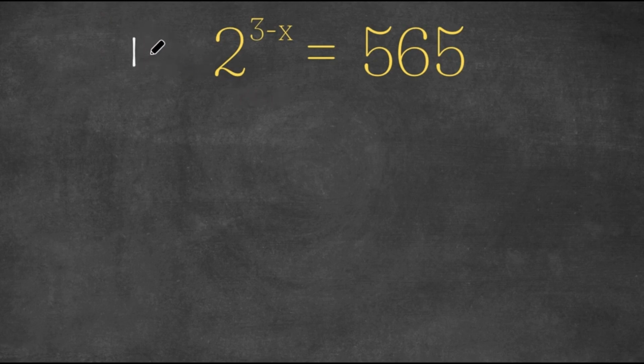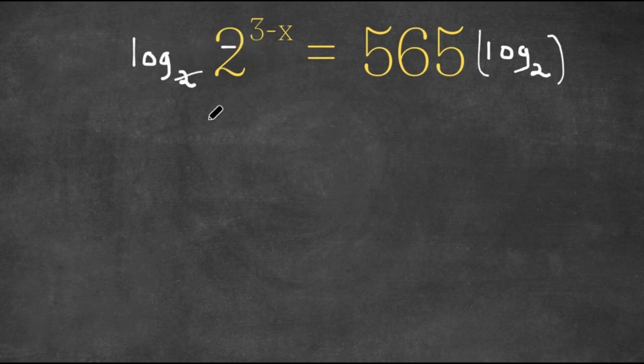So if I take the log of base 2 on both sides, then these two would actually cancel out because the log is the inverse of the exponent. So if these two cancel out, on our left-hand side, I would simply have 3 minus x. And on the right-hand side, I would have log base 2 of 565.